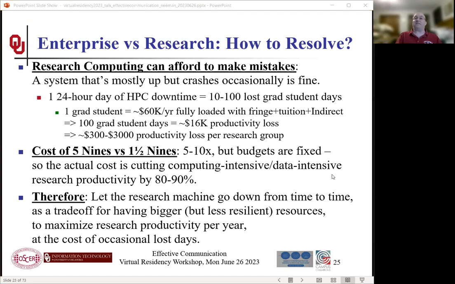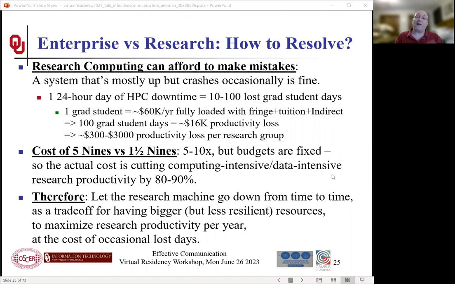So let's say you've got a system that crashes occasionally. Heck, let's say you've got a system that does 438 hours of downtime per year, right? That's the NSF standard, 95% uptime, okay? Well, what is the implication of that? 1 24-hour day on an HPC cluster, on a supercomputer, what does that translate to? At a typical institution, on any given day, you're going to have 10 to 100 users, mostly grad students running on that machine, okay?